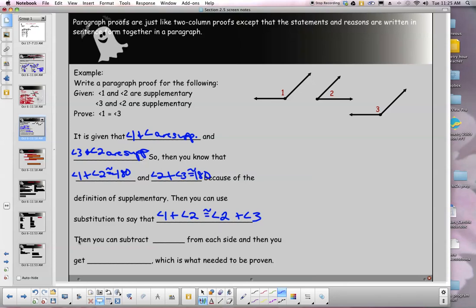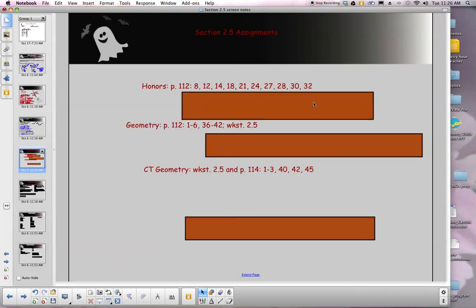And then it says that you can subtract. Well, subtract says you have to take the same thing from both sides. There's an angle 2 on both sides, so we will subtract angle 2 from each side, and then you get that angle 1 would be congruent to angle 3, and that's what needed to be proven. So that's how paragraph proofs work. They basically work the same way as two-column proofs. The only difference is that you write them as a sentence instead of in two columns. All right, that concludes this lesson, and there's your homework for each class.